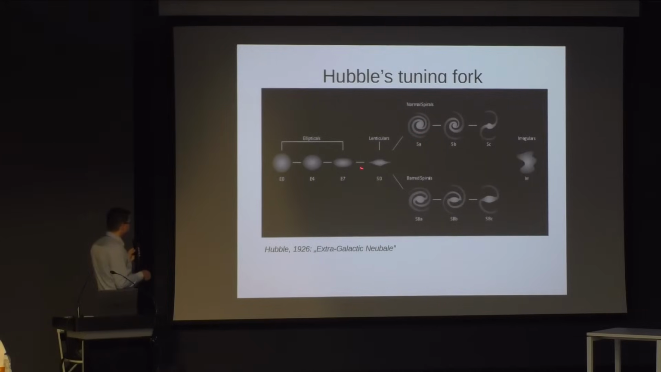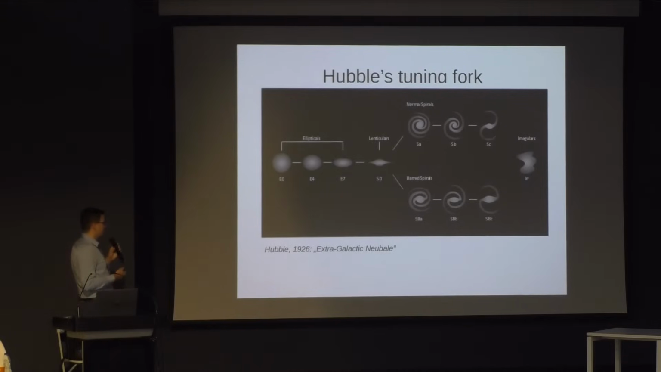Then we have lenticular galaxies, which are an intermediate type between ellipticals and spirals, and then we have the two branches of the fork for spiral galaxies, depending on whether they have a bar or not. So SBa, SBb, SBc are spiral galaxies with a bar, and the other branch is without a bar. And of course, we have some kind of irregular galaxies.